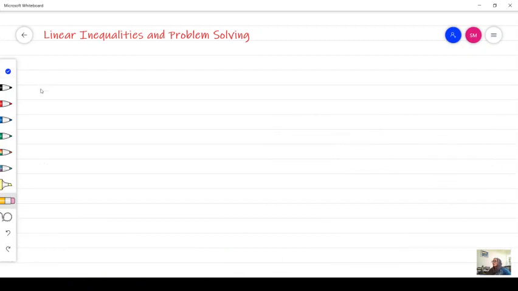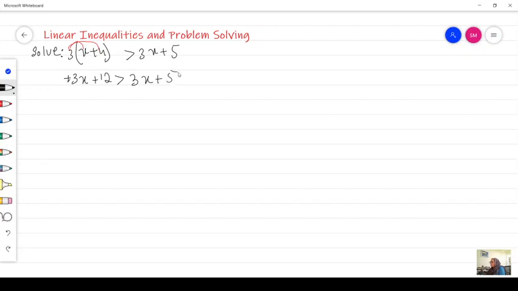Okay, let's go back to another question. I have solved 3(x + 4) greater than 3x + 5. Now again, I'm going to do the distributive property. Positive 3 times positive x will give me positive 3x. Positive 3 times positive 4 gives me positive 12, greater than 3x + 5.